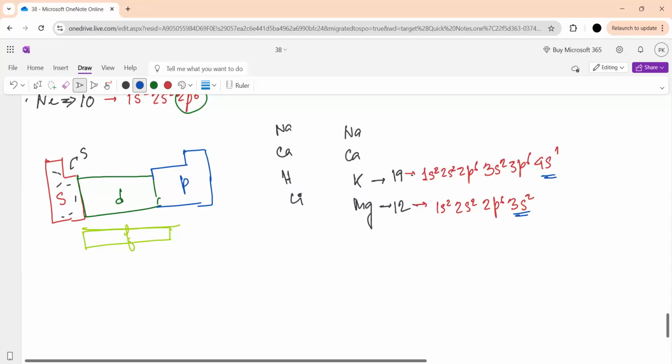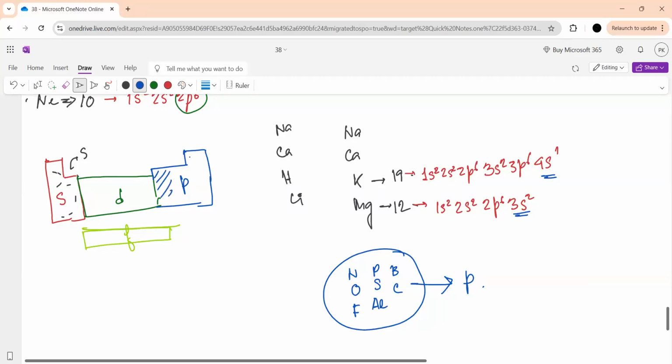Similarly, for nitrogen, oxygen, fluorine, phosphorus, sulfur, aluminium, boron, carbon, and so on. If you see all these, and some of these we have seen already, all of these end with p orbital. Okay? Yes, ma'am. That's why all these are part of p block.